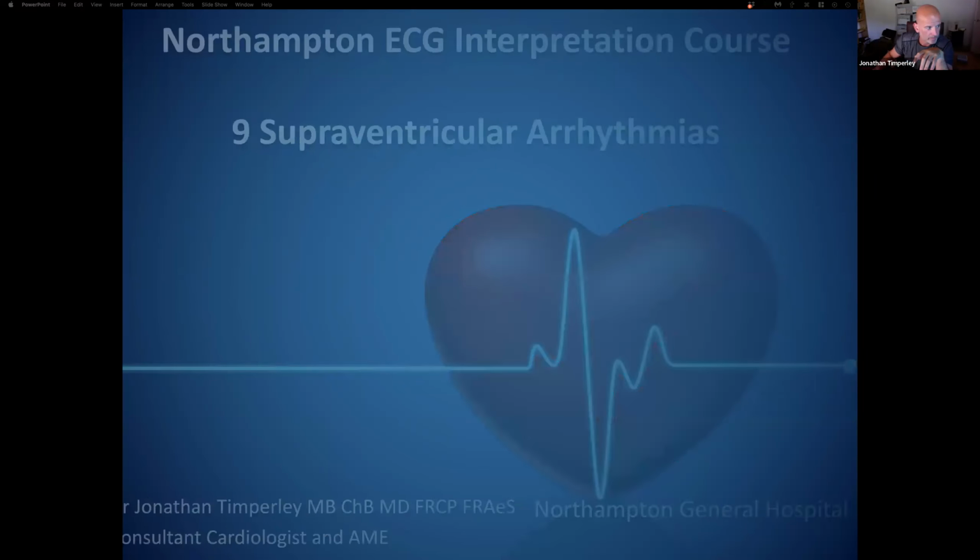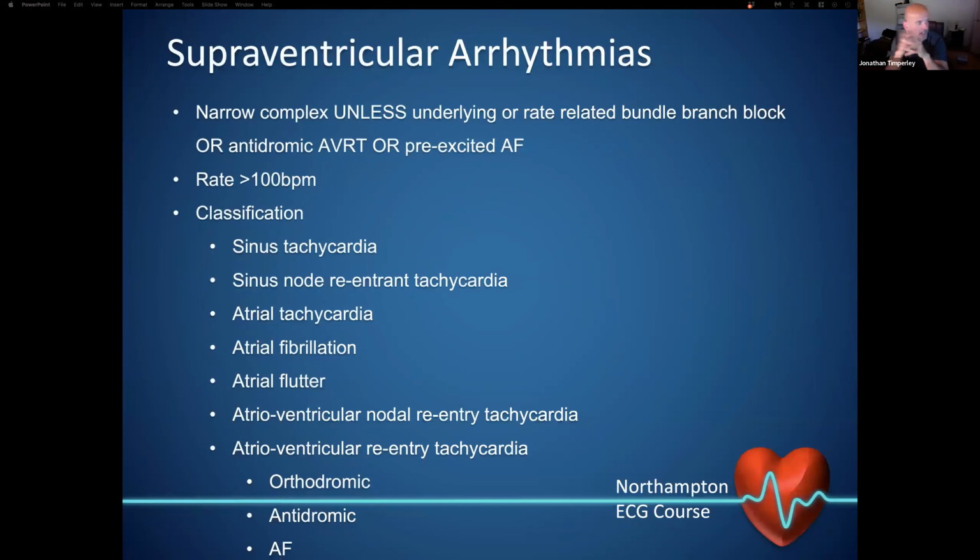There we go. So we can look at the classification of SVTs, including sinus tachycardia. We'll look at sinus node re-entrant tachycardia, atrial tachycardias, AF, atrial flutter, AV nodal re-entrant tachycardia, and then the different forms of atrioventricular re-entrant tachycardia, including orthodromic, antidromic, and also pre-excited atrial fibrillation. And these obviously have a major potential impact in terms of device therapy.